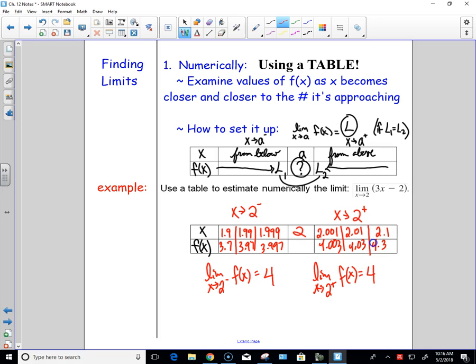Also looks like 4 for me. So what did I say up above? If L1 and L2 match, if the limit from below seems to, or does, equal the limit from above, what can I say about the limit?